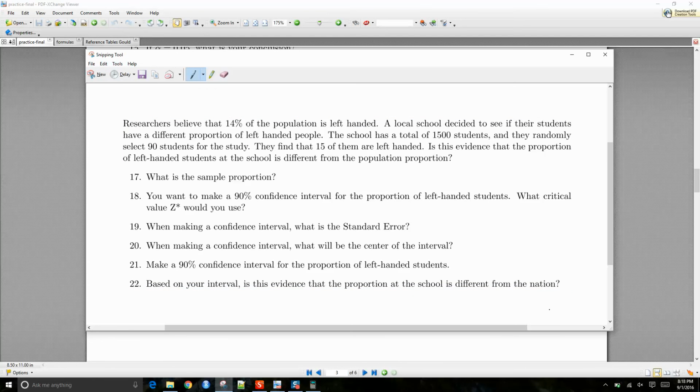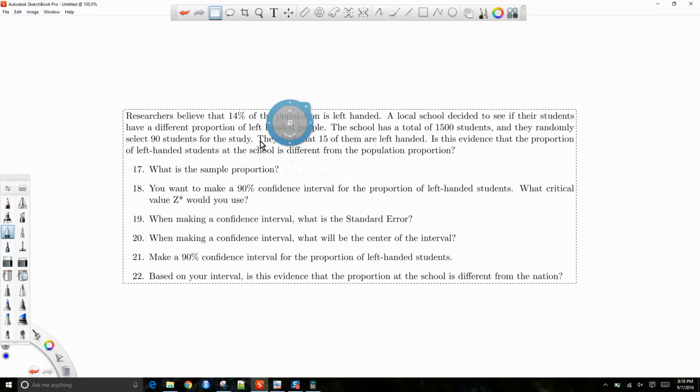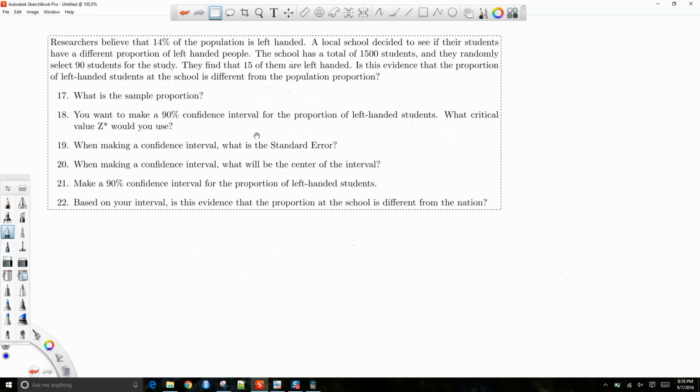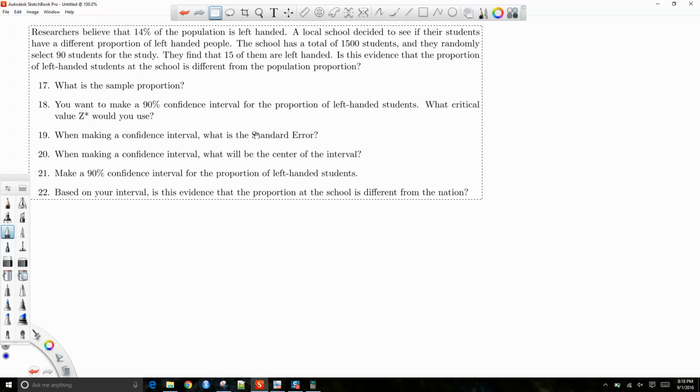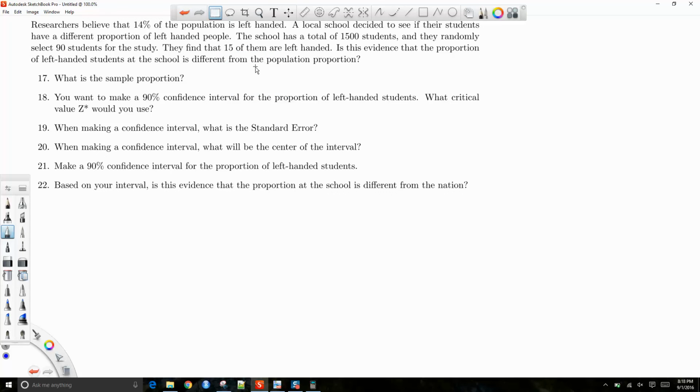Over here it says researchers believe that 14% of the population is left-handed. A local school district decides to see if their students have a different proportion of left-handed people. The school has a total of 1,500 students. They randomly select 90 of them for the study, and they find that 15 are left-handed. Is this evidence that the proportion of left-handed students is different from the population proportion?